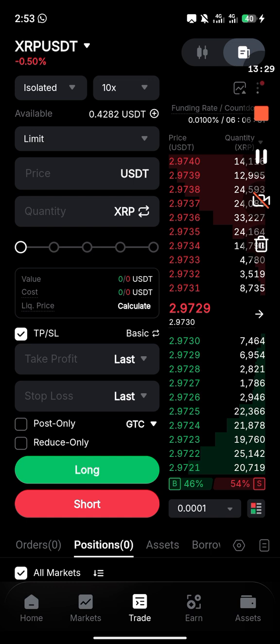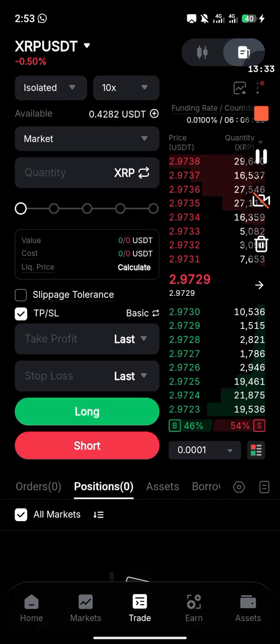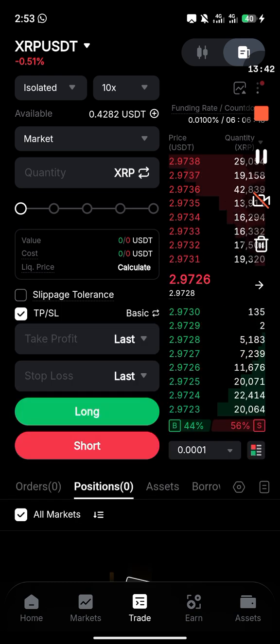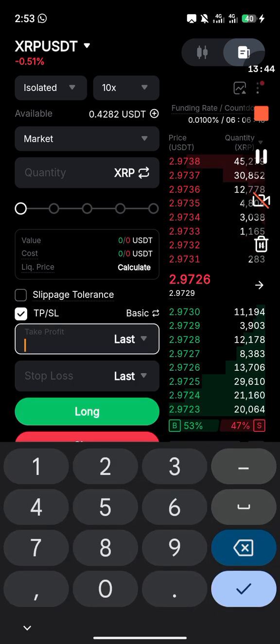Limit means you are buying SRP at a particular market price. Market means you are buying SRP at the current market price. That is market. Now this is where you set your TP and SL. You will set your take profit and your stop loss.